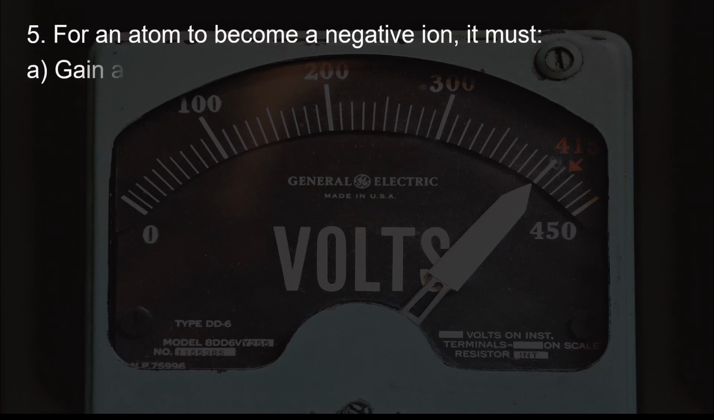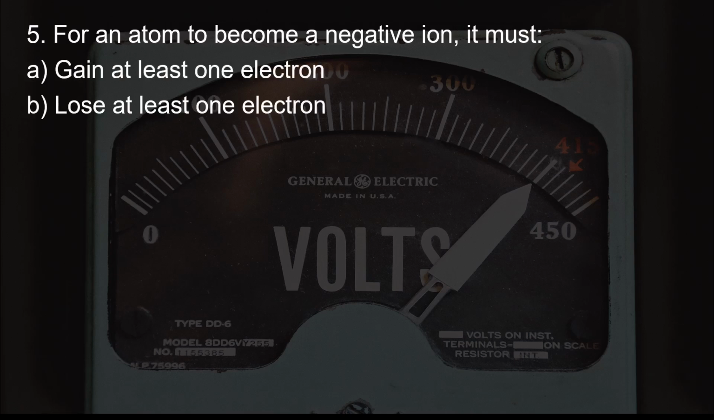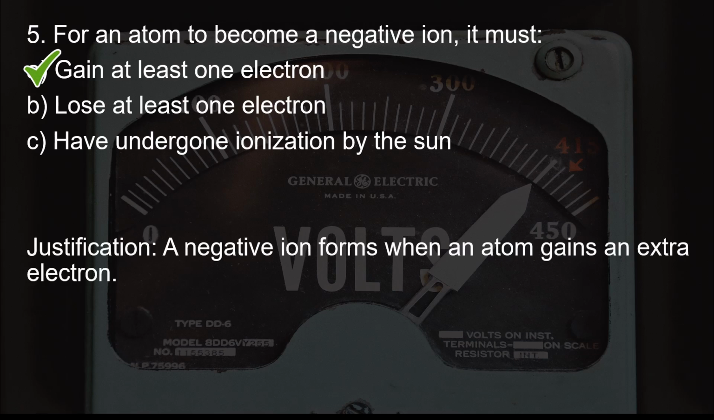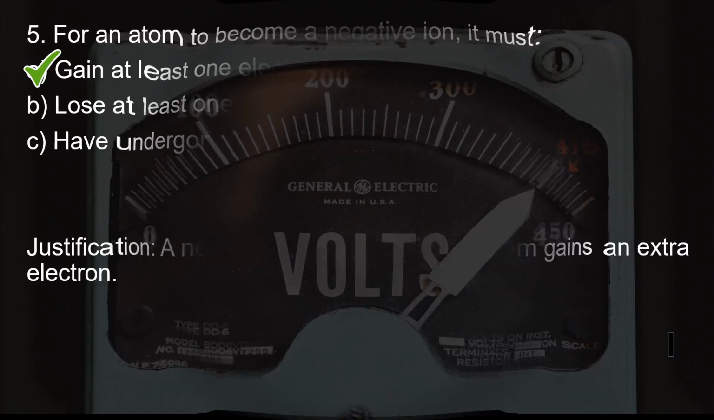Question 5. For an atom to become a negative ion, it must A. Gain at least 1 electron. B. Lose at least 1 electron. C. Have undergone ionization by the sun. Justification. A negative ion forms when an atom gains an extra electron.